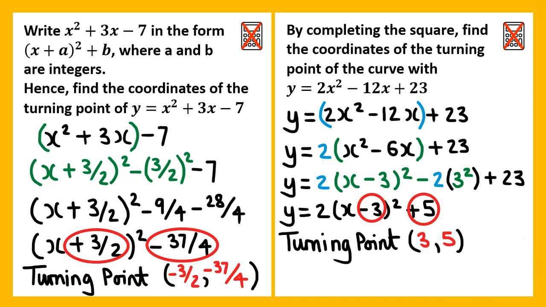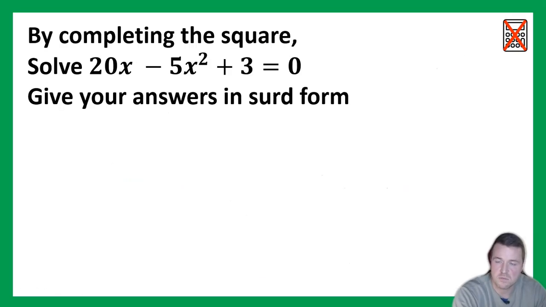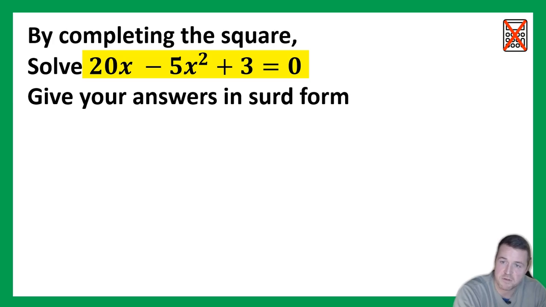positive 5. On to the advanced question, one of the trickier questions that you're likely to find on this topic. By completing the square, we need to solve the quadratic equation, and we need to give our answers in surd form. The first thing to notice is that this is not written in the form of ax squared plus bx plus c, so it will probably be helpful if we can do some slight rearranging so that it is.